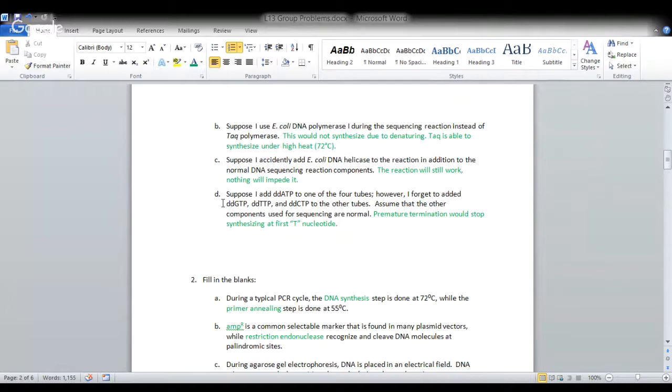C, suppose I accidentally add E. coli DNA helicase to the reaction in addition to the normal DNA sequencing reaction components. The reaction should still work. Nothing's going to stop it. Helicase isn't going to impede anything.